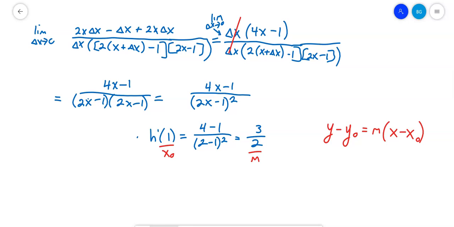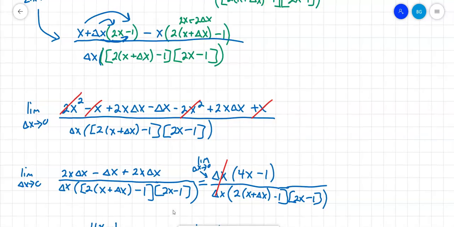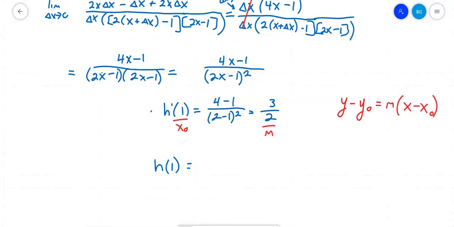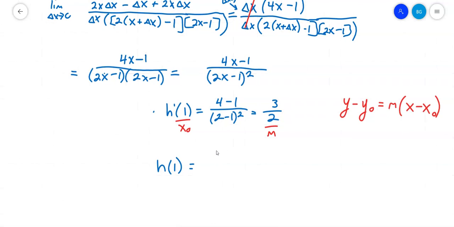Well, if it's a point of tangency, then the y coordinate of the line is going to correspond to the y coordinate of the original function. And so let's just go ahead and find the y coordinate of the original function, which remember that was x over 2x minus 1, so it's going to be 1 over 2 times 1 minus 1, which is, what is that, 1/2? No, it's just 1 over 1. That's just 1. So there's y naught.